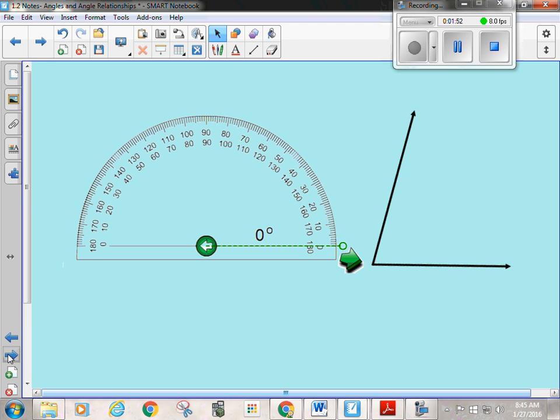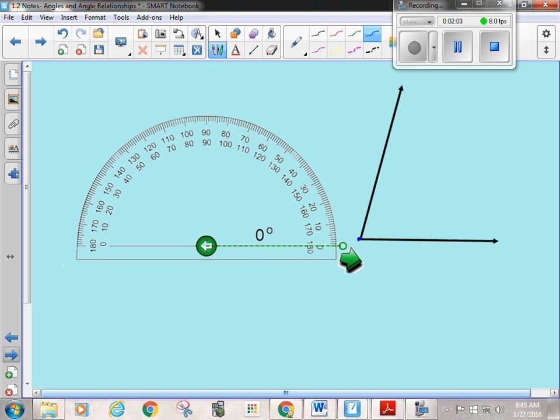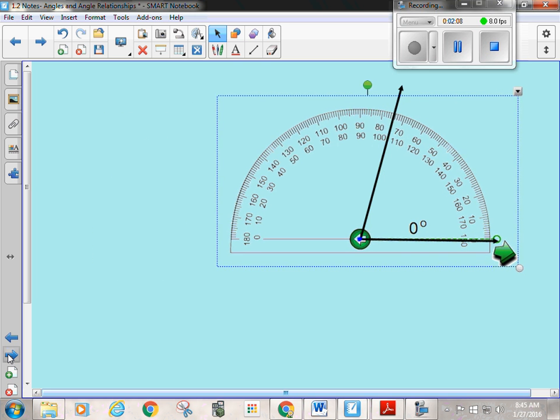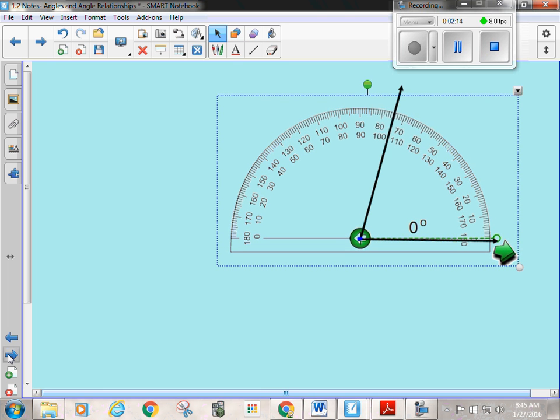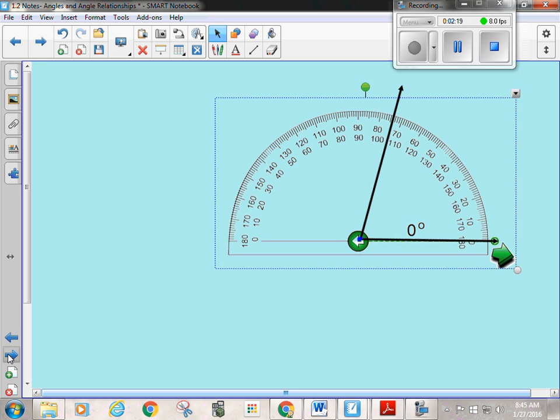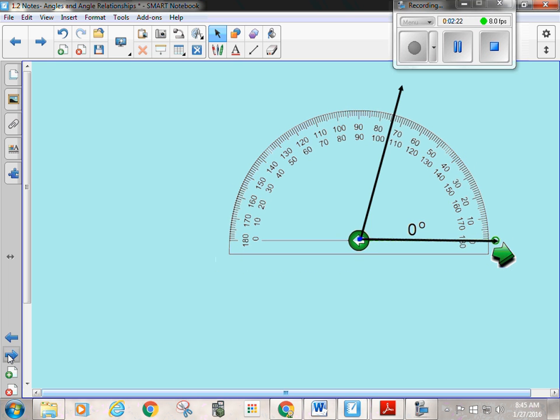Okay, so let's remind ourselves how to use a protractor. When we have a protractor and our angle, we start off by making sure that our vertex is on the center of my protractor. So I'm going to put that right in the center. Then I want to make sure that my green dotted line in my picture, or whatever it ends up being on your protractor, lines up with the bottom of your angle. There we go.